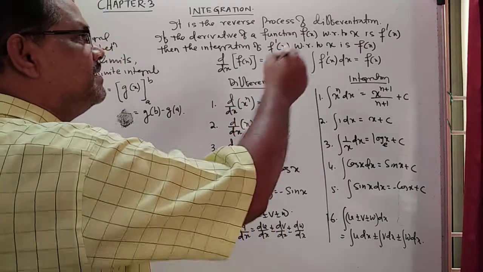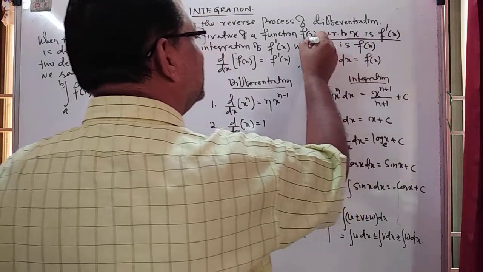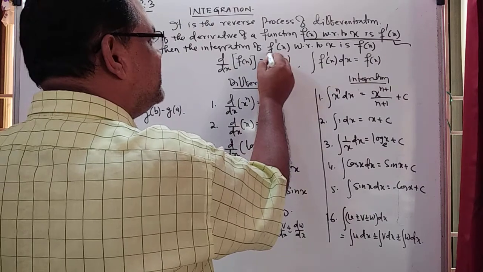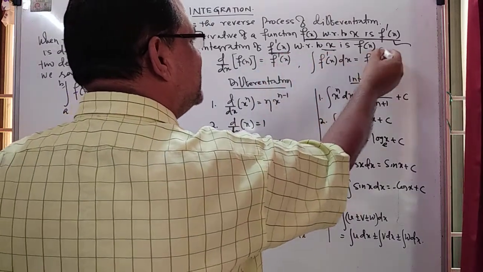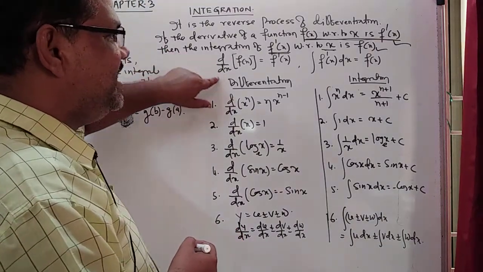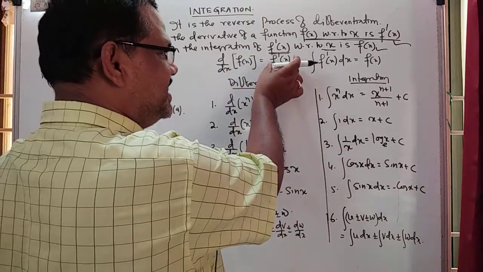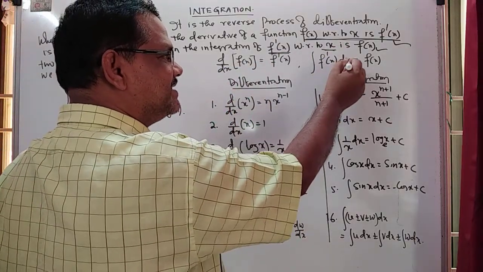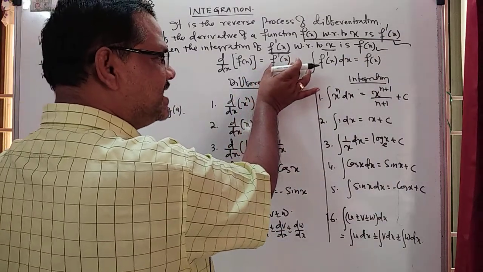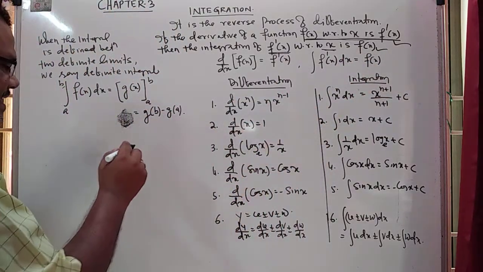If the derivative of a function f(x) with respect to x is f'(x), then the integration of f'(x) with respect to x is f(x). Simple, it is a reverse process. So we write: d/dx of f(x) equals f'(x), and just to reverse it, the integral of f'(x) dx equals f(x). We are simply writing it in this manner.